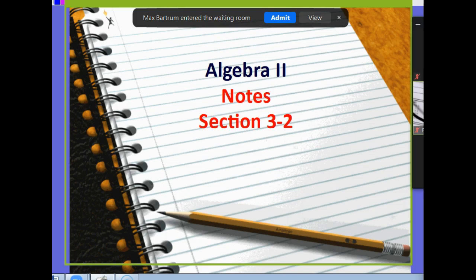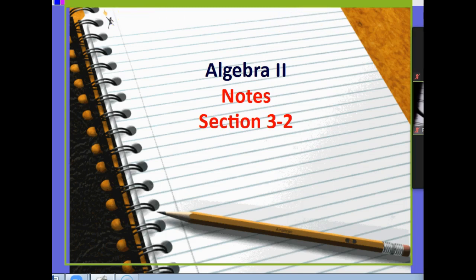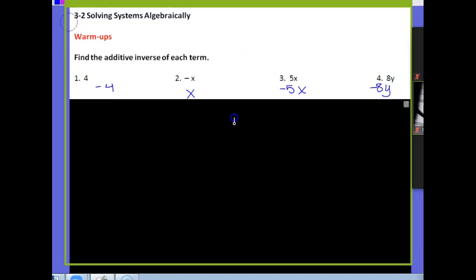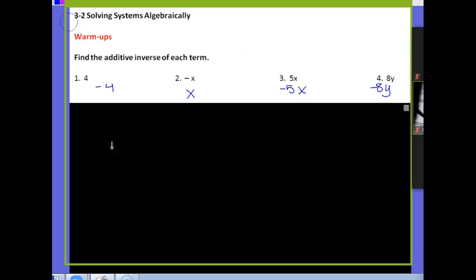All right, let's check over each of these answers and see how we did. So again, a big part of looking at these problems is going back and looking at vocabulary that we talked about in Chapter 1 and a little bit in Chapter 2. So the first vocabulary word we are talking about is additive inverses. So an additive inverse is essentially the opposite of a term.